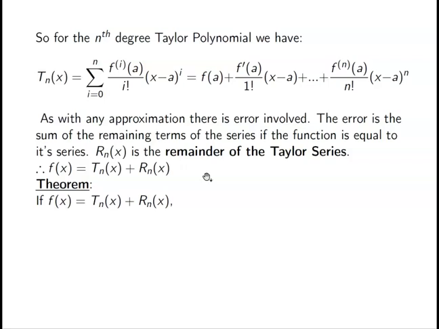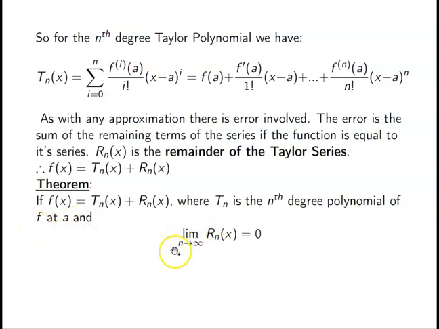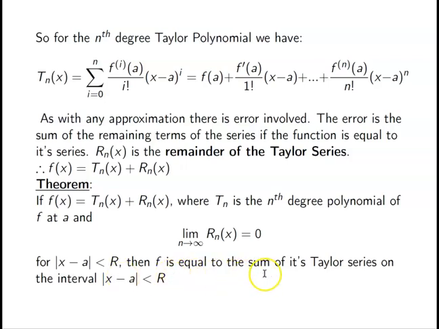So let's look at the next theorem. If I have a function that is equal to its Taylor polynomial plus the remainder, where Tn is the nth degree Taylor polynomial of my function f at a, and the limit as n goes to infinity of the remainder is equal to 0 for x within the interval of convergence, then f is equal to the sum of its Taylor series on the interval of x minus a within R.